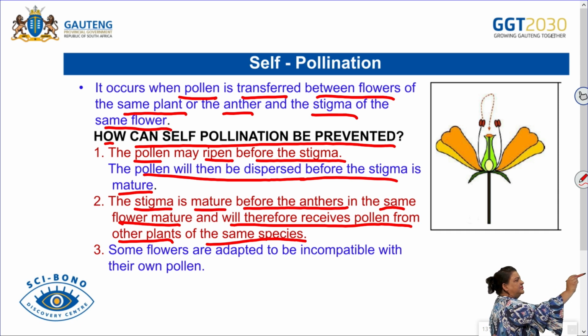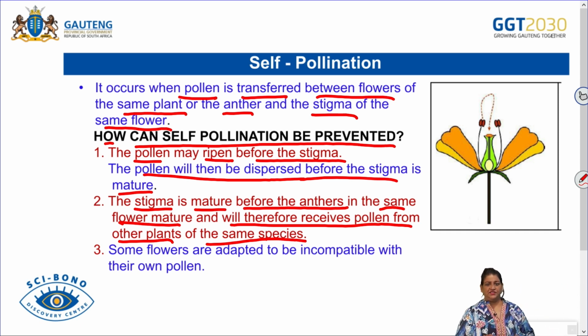So let's just revise it again. The pollen may ripen before the stigma, which means the anther ripens before the stigma, and in the other case, the stigma will ripen before the anther. So those are the ways in which self-pollination can be prevented.